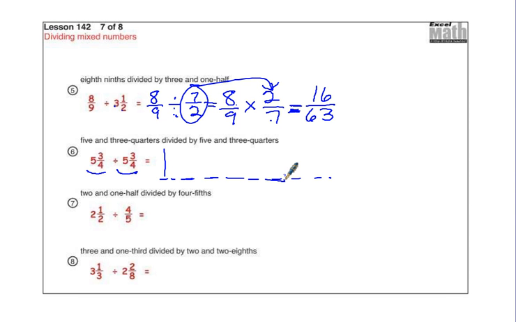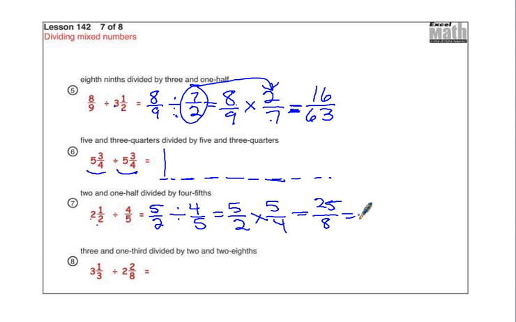2.5 divided by 4/5. Let's write it as an improper fraction problem first. 2 times 2 is 4, plus 1 is 5. 5/2 divided by 4/5. And then we're going to flip and multiply. 5/2 times 5/4. And notice 5 and 2, 5 and 4 can't simplify, so we get 25/8. But we can simplify that. 8 goes into 25 3 times with a remainder of 1. 3 1/8 is our final answer.